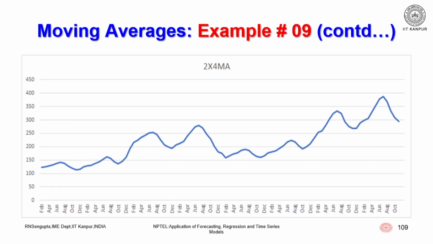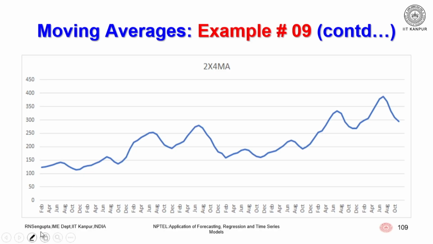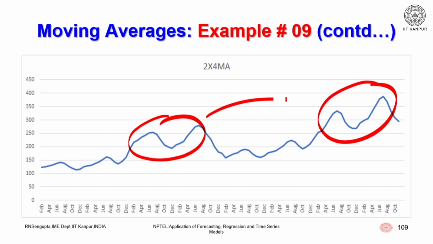Now, if I go into the 2 cross 4 moving average, these diagrams are basically different ways of trying to depict, which means you are taking 4 month moving average but taking 2 months block and combining 2 such 4 month blocks. So, if I see it also, the replication for this part which I have mentioned, they seem to be following a certain trend.